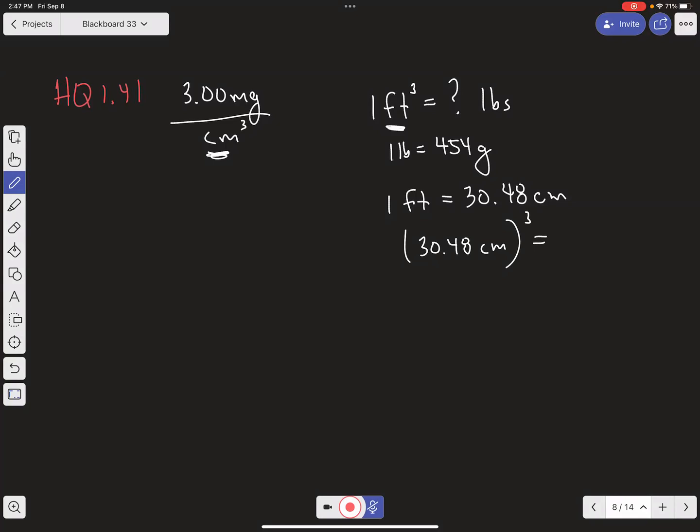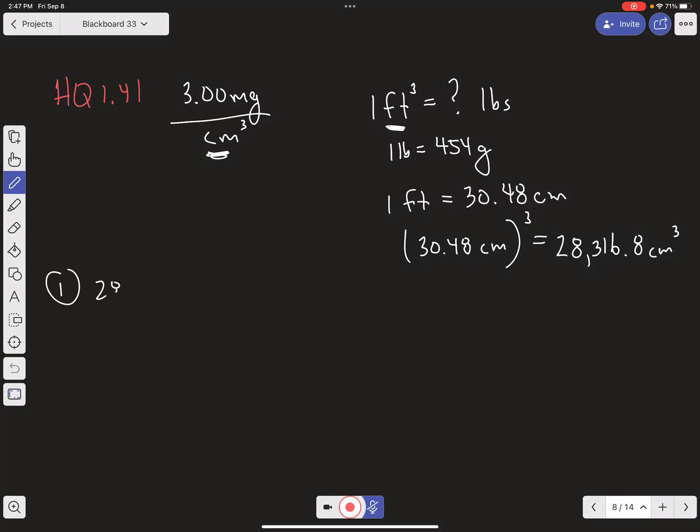So 30.48 to the 3, and I get a volume of about 28,316.8 cubic centimeters. Now I can use density, because we've converted that volume from cubic feet to cubic centimeters, and density is already in cubic centimeters. If this was an exam, I would give you that 1 foot is 30.48 centimeters. I myself didn't know how many centimeters are in a foot, so I looked that up.